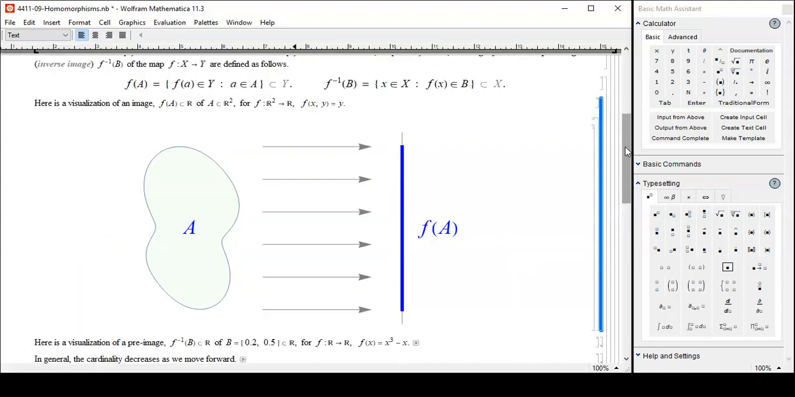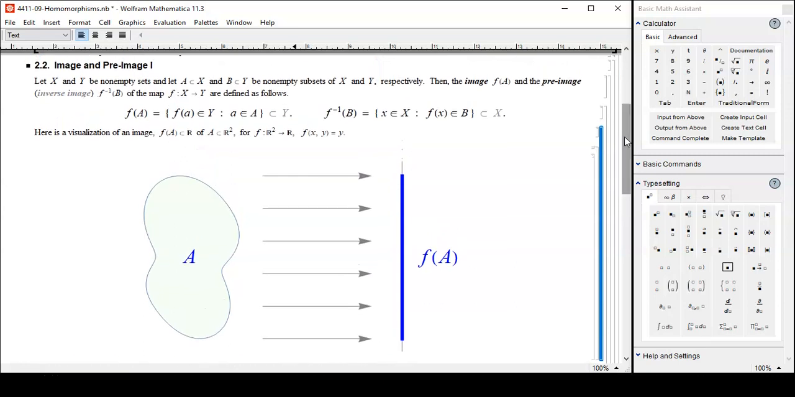The visualization of the image first. So this set capital A is mapped onto F of capital A, where this map is from R2 to R, and then it's a projection map, F of x comma y to y. So a bunch of dots here, x comma y, that share the same y coordinate value, will go to the same point here. So this is not a one-to-one map. The inverse is not well defined. In any case, we can consider the image like this.